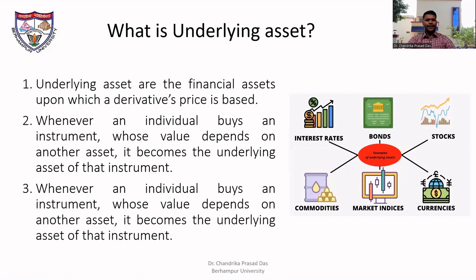The underlying assets are the financial assets based on which the derivative prices are fixed. You can take the example of commodity derivative. Like petrol is a commodity whose underlying asset is crude oil. Gold, whose underlying asset is gold itself. So whenever an individual buys an instrument whose value depends on another asset, that asset is known as the underlying asset for that instrument.